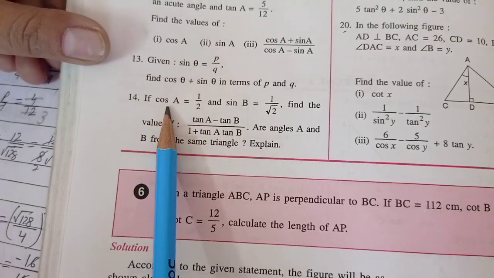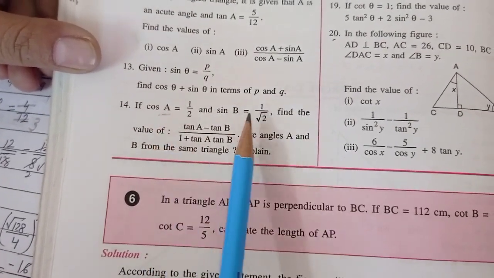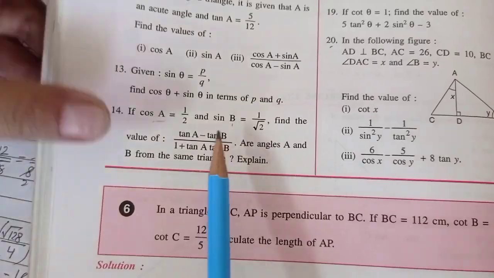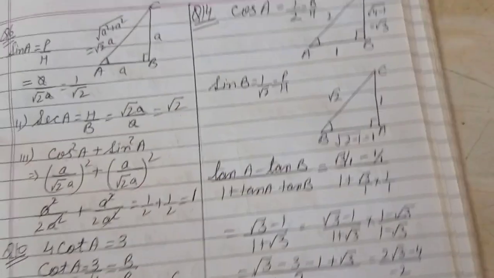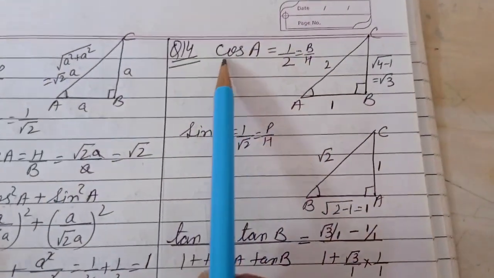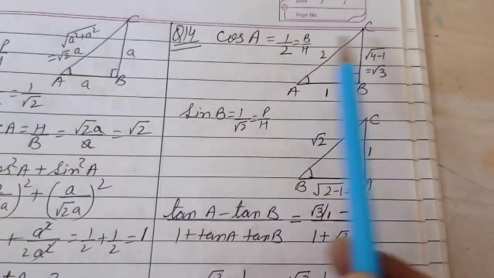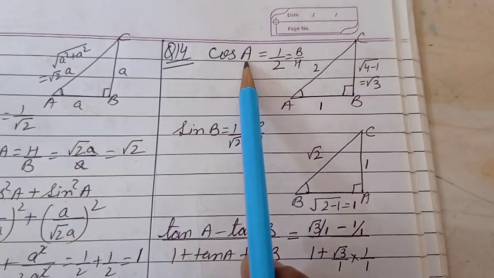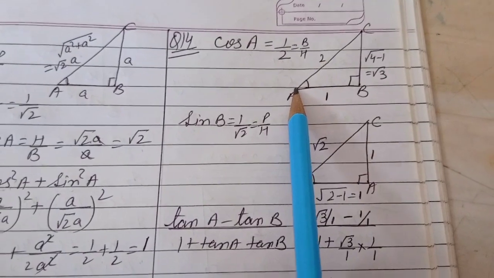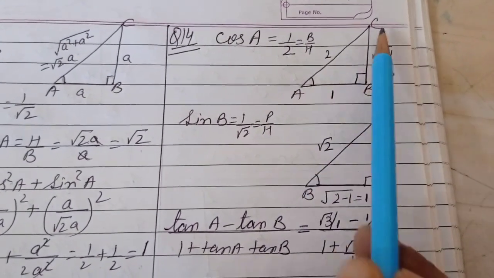14th question, very important. Here you can see angle A is mentioned. Here B is mentioned. So see how to do this kind of sum. First of all, what is given to you? Cos A is 1 by 2. I have drawn the triangle. As I told you, the given angle should not be on 90 degrees, so I kept it here, B and C.